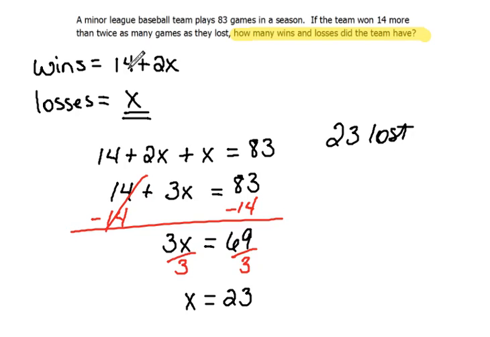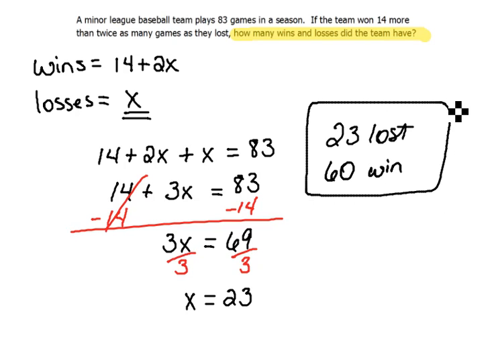Now the number of wins would be 14 plus 2 times what we found x was. So 14 plus 2 times 23, which means that they won 60 games. So there's our final answer.